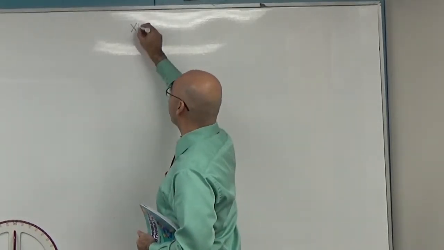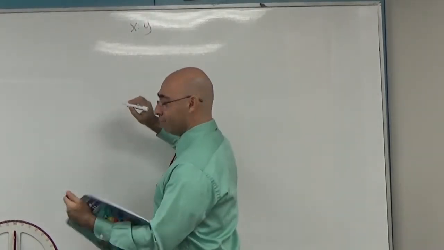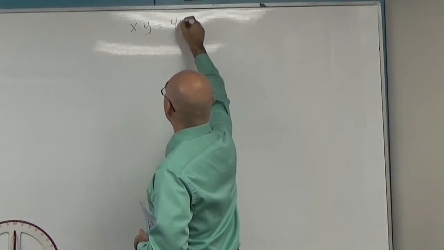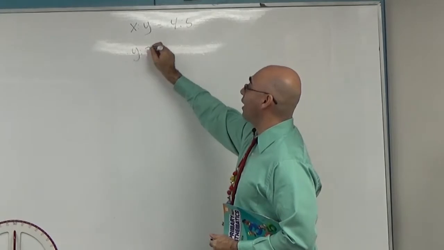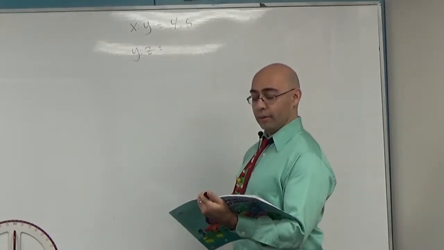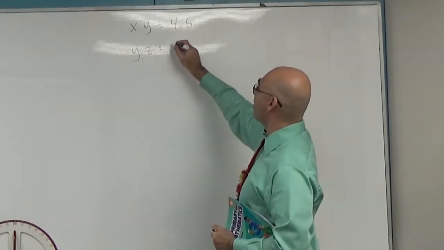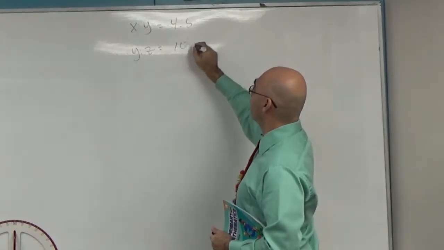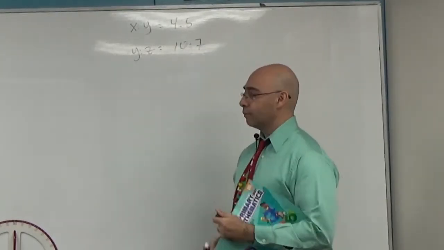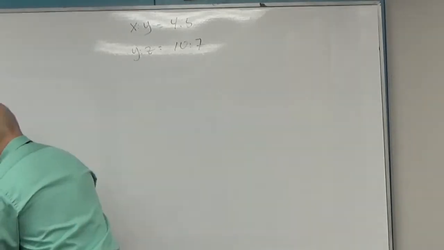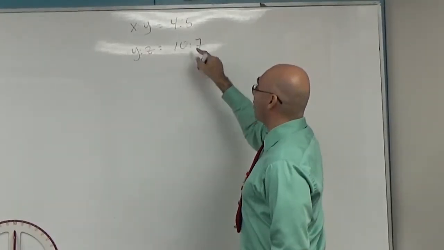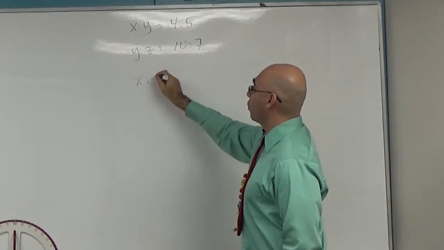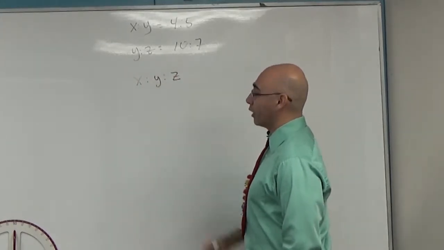Let's say we have something like this. They say the ratio of x to y is 4 to 5. So you got that ratio. And you have the ratio of y to z. Now this is the tricky part. It is 10 to 7. So the ratio of x to y is 4 to 5, y to z is 10 to 7. They want to know what the ratio x, y, z is.